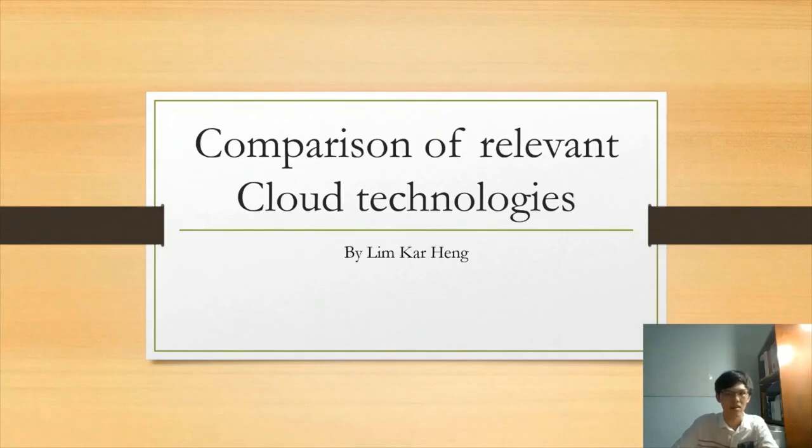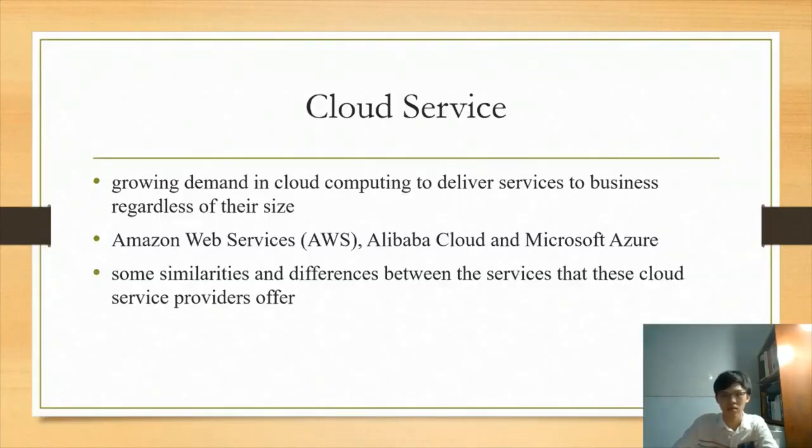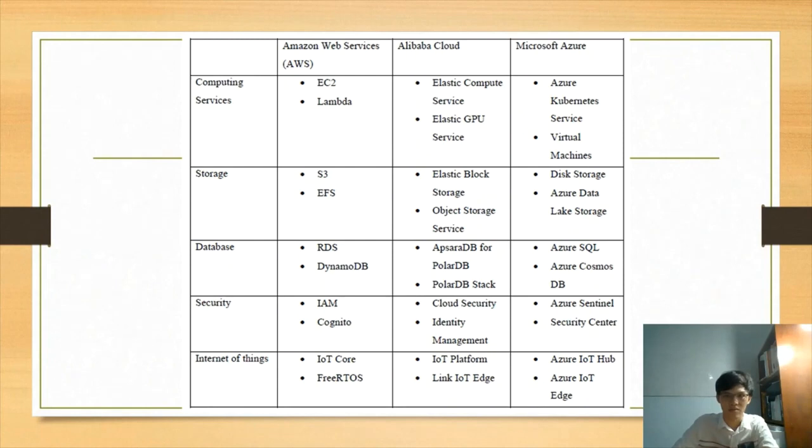Hello, I am Kahin, and now I'm going to talk about comparison of relevant cloud technology. Now let's take a look at some of the services they offer. All of them have offered the same services, but in different naming scheme. All of them are offering computing service, storage, database, security, and Internet of Things. However, their naming for each service they provide is different for each cloud service provider. For example, EC2 is the computing service for AWS, Elastic Compute Service is for Alibaba, and Azure Kubernetes is for Microsoft Azure.